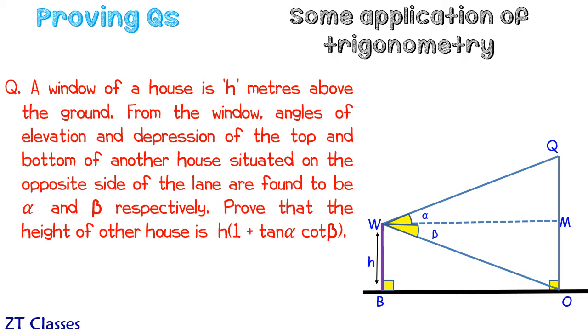You have to prove that the height of house is h times 1 plus tan alpha cot beta, or basically you have to find the height of the house, or QO. QO is what you have to find. But here if you will see, MO is same as WB, so MO is also h meters, or in one word you have to find QM and then you add h into it to get the height of house. Let's see the solution.